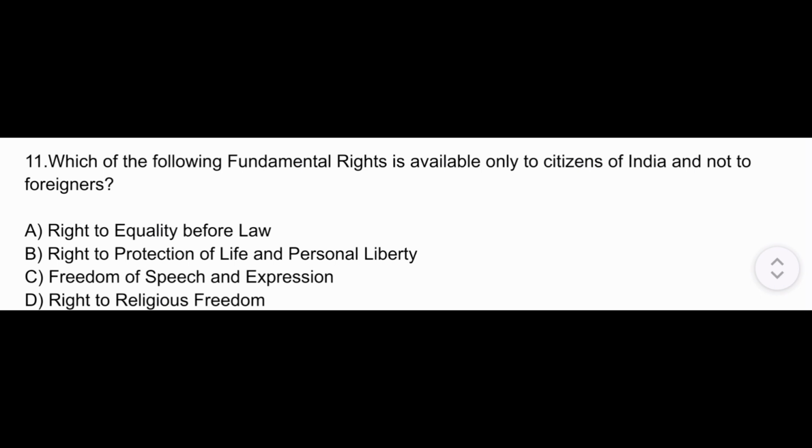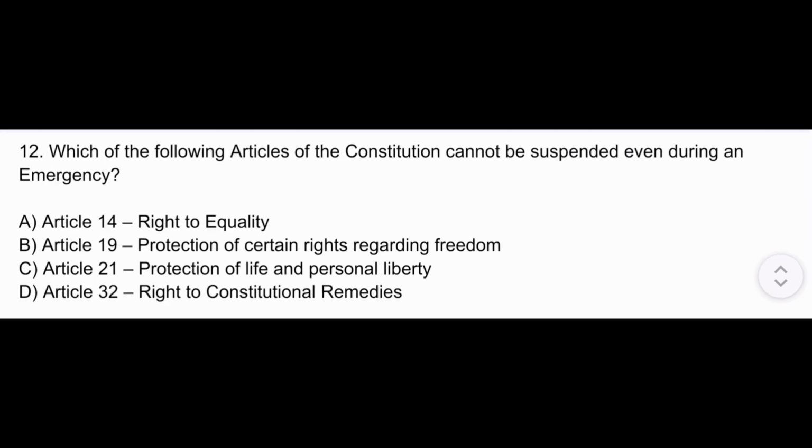The next question: which of the following fundamental rights is available only to citizens of India, not to foreigners? Next question: which of the following articles of the Constitution cannot be suspended even during an emergency?